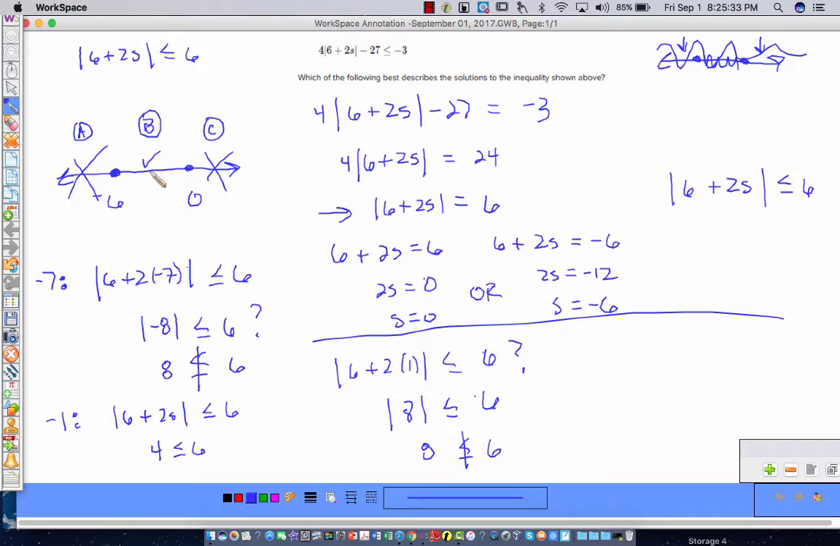So our region is from -6 to 0. I'll write our solution in pink. The answer is -6 less than or equal to s less than or equal to 0. I know it's not just plain less than, because in the original equation it's less than or equal to. If this equal to symbol wasn't there, then it would just be plain less than.